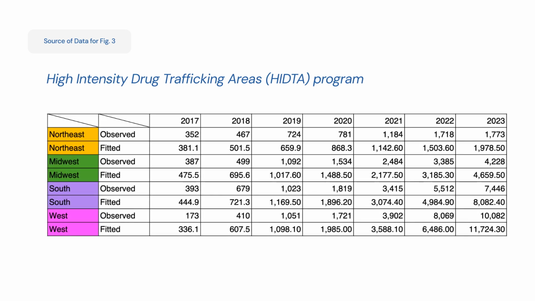We organized this data into an Excel spreadsheet to facilitate visualization. This dataset includes the number of fentanyl seizures over time across 4 regions: Northeast, Midwest, South, and West. The data covers the years from 2017 to 2023 and includes both observed and fitted values for each region.